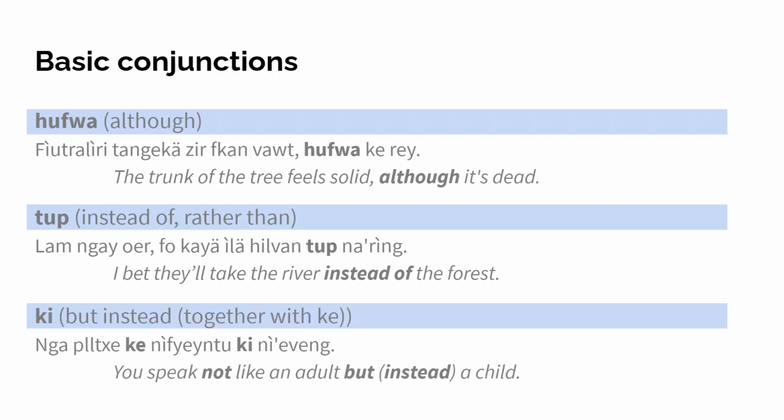Then we have ki, but instead, which usually is used together with ke, so not. Ngapte ke nefyentu, you speak not like an adult. Ki ne eveng, but instead a child.